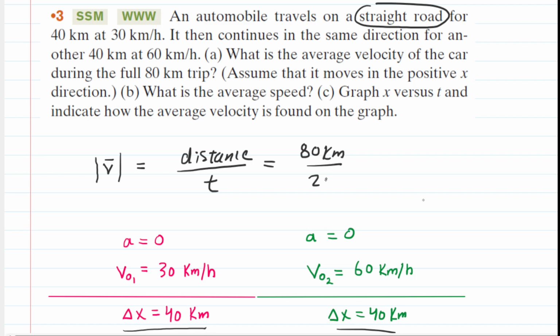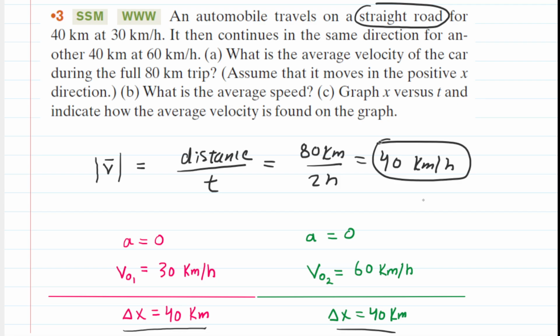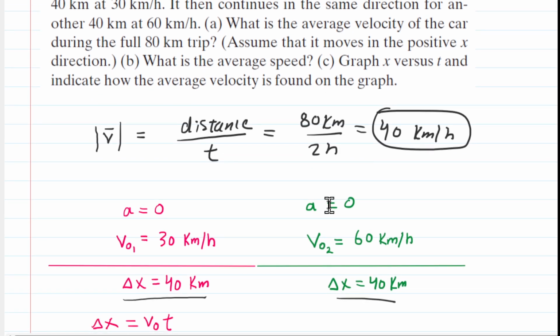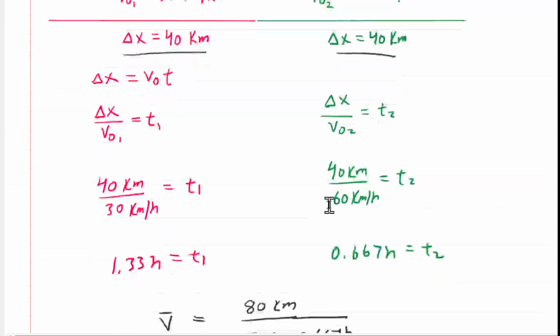We divide that by the total time of 2 hours, and we get the same answer. It's going to be 40 kilometers per hour. So just notice that when you're moving along a straight line, the average speed and the magnitude of the average velocity are going to be the same, and that's for straight line motion. Now in part C, we have to graph the position versus time and indicate how the average velocity is found on the graph. We'll scoot down here and do that.